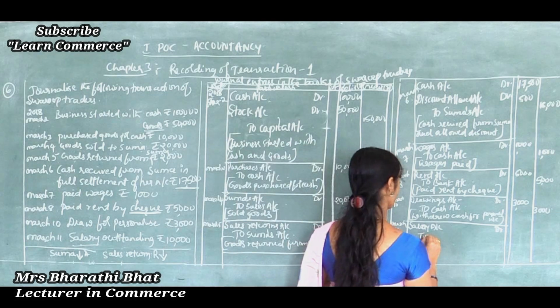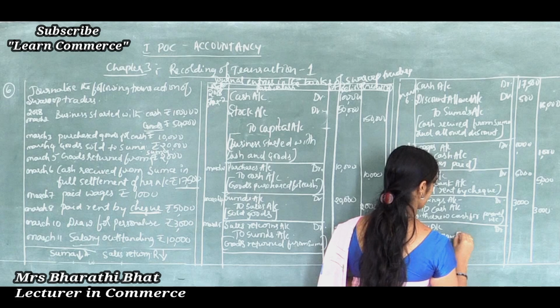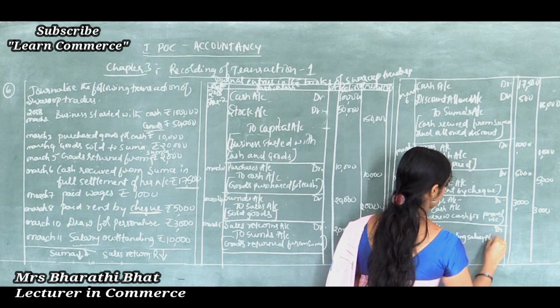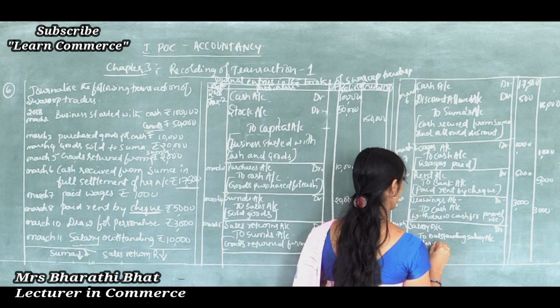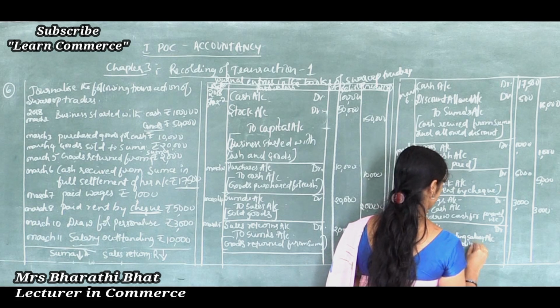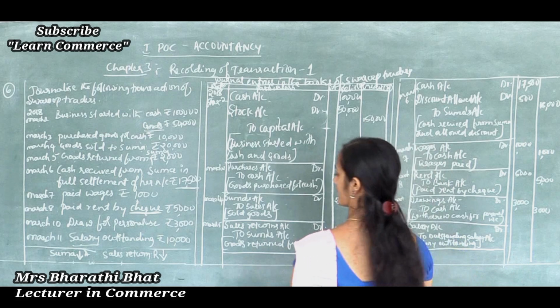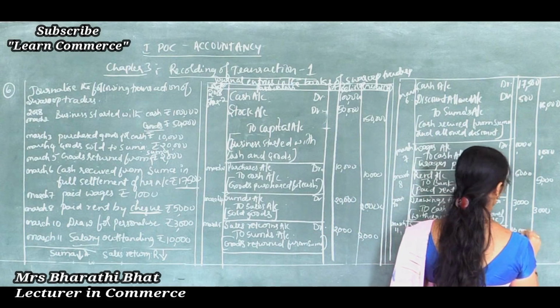So, to outstanding salary account. Salary outstanding. Amount 10,000.